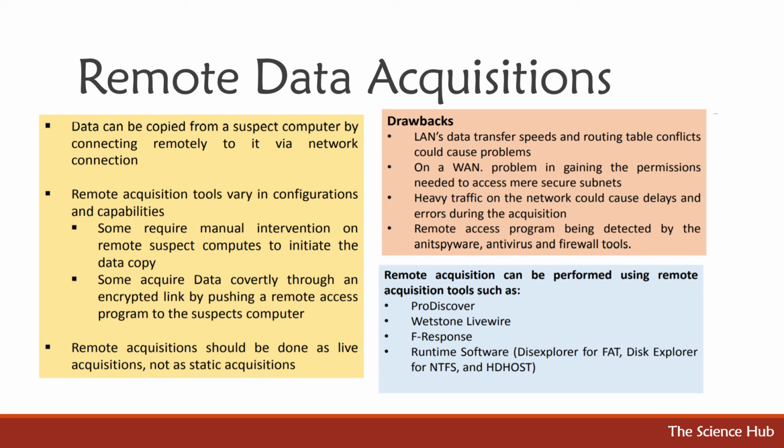Drawbacks. Slow data transfer speeds and routing table conflicts could cause problems. On a WAN, there may be problems in gaining the permission needed to access more secure subnets. Heavy traffic on the network could cause delays and errors during the acquisition. The remote access program may be detected by anti-spyware, antivirus, and firewall tools. Remote acquisition can be performed using remote acquisition tools such as ProDiscover, Wetstone LiveWire, F-Response, and runtime software, that is, Disk Explorer for FAT, Disk Explorer for NTFS, and HDHost.